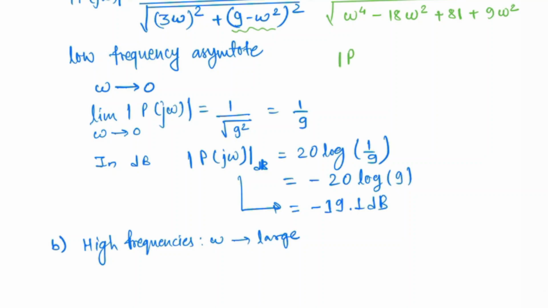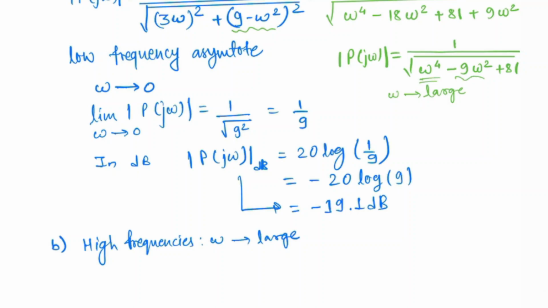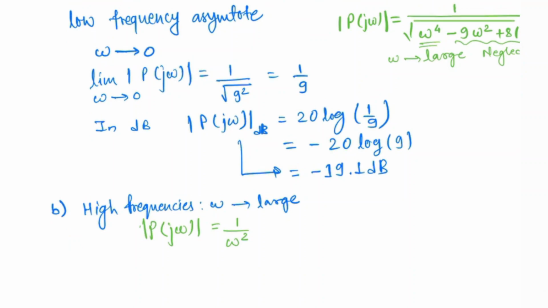So this would become omega power 4 minus 9 omega square plus 81. So when omega is a large value, in comparison with omega power 4, we can neglect these terms. So P of j omega would end up becoming 1 over omega square.